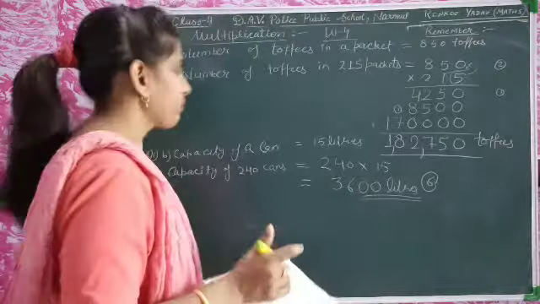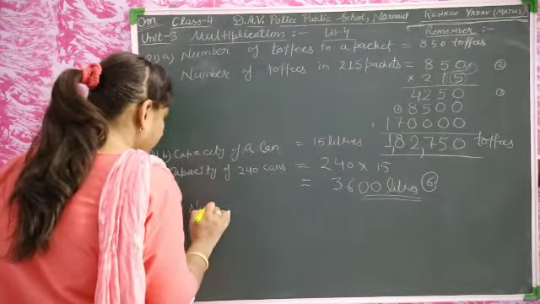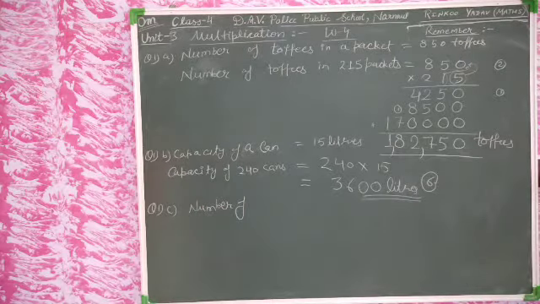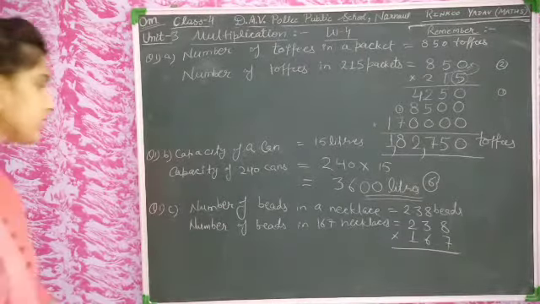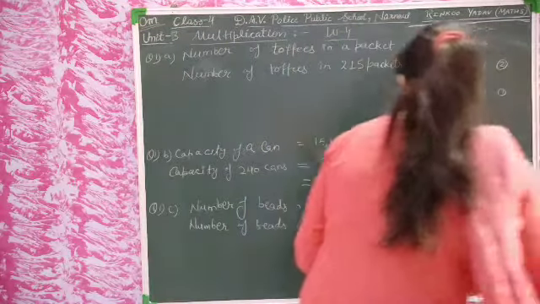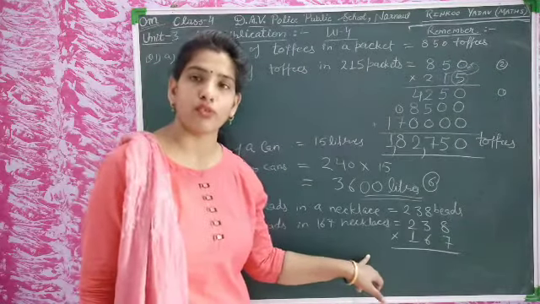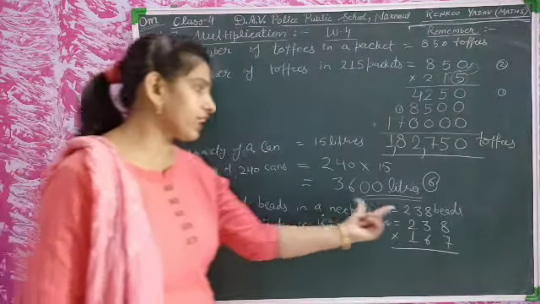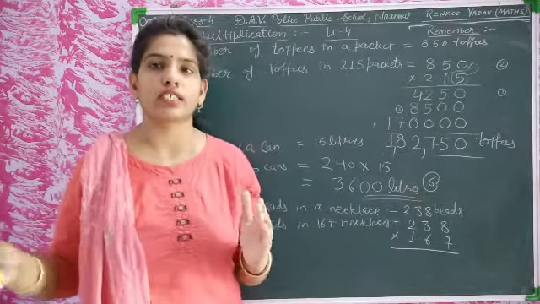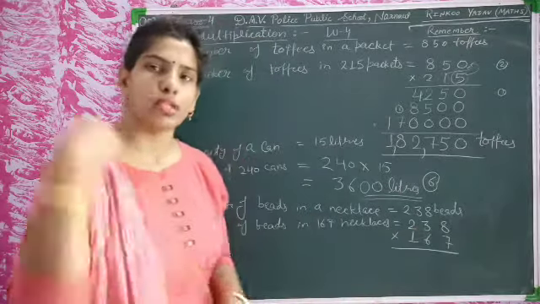Is this clear? Now, we are taking here the number of beads in a necklace, which is 238 beads, and we have to find the number of beads in 167 necklaces. One necklace has 238 beads. It means how many beads do 167 necklaces have? So we have to try the multiplication here.